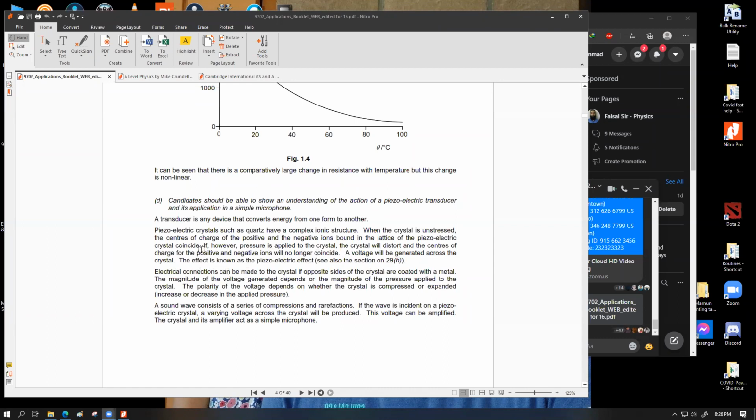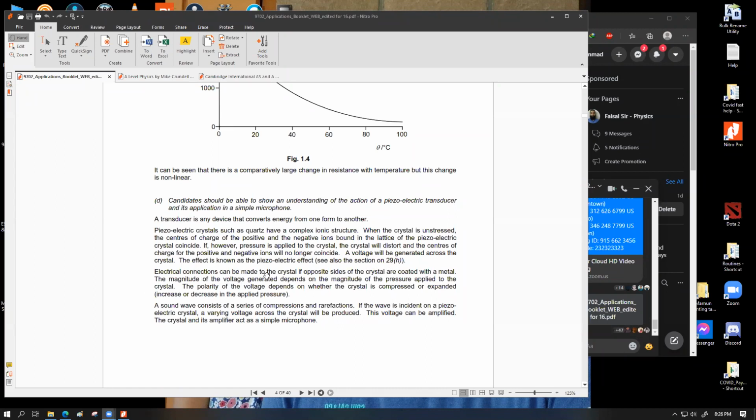If however pressure is applied to the crystal, the crystal will distort and the centers of charge of the positive and negative ions will no longer coincide. A voltage will be generated across the crystal. This effect is known as the piezoelectric effect. See also the section on 29H. So 29H is a part which is from the earlier part.